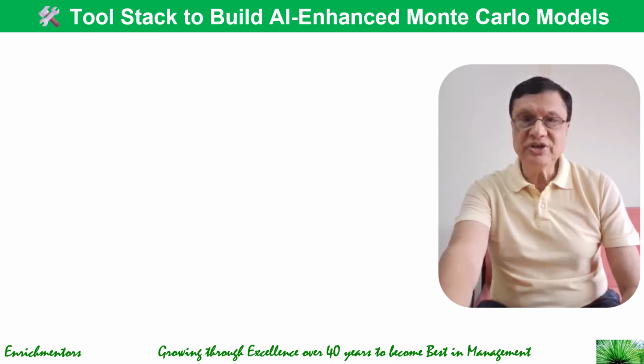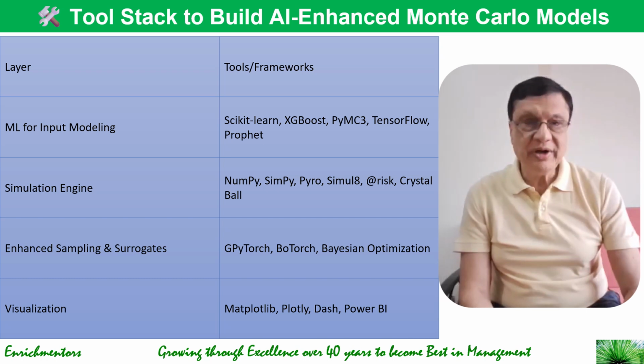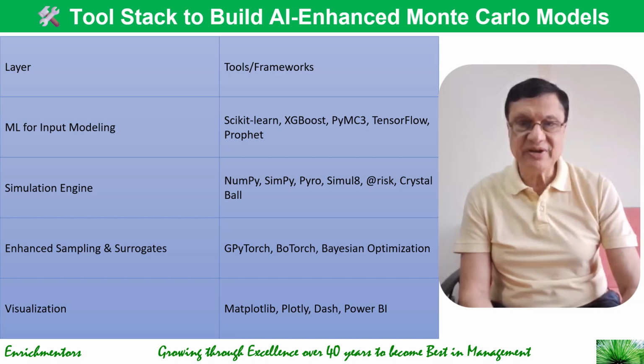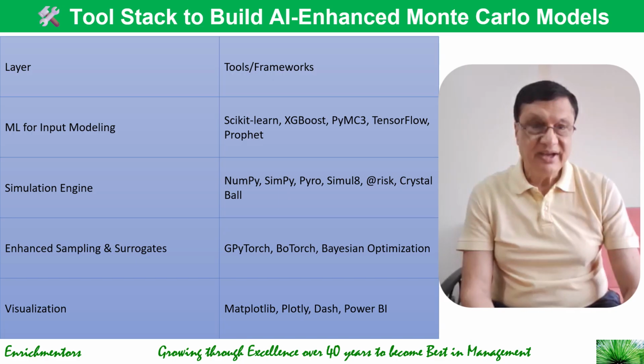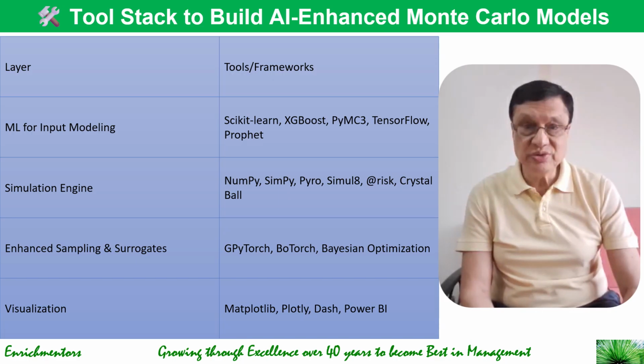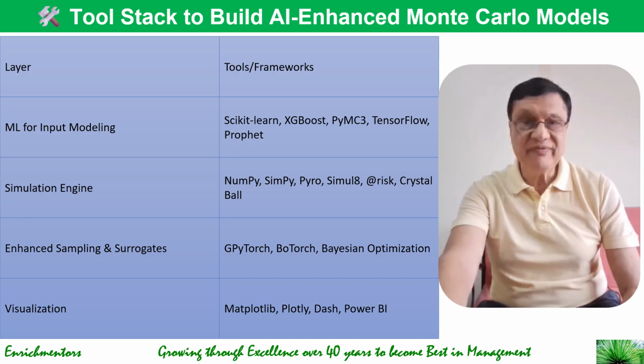What is the tool stack that you can use to build AI enhanced Monte Carlo models? So for the ML layer for input modeling, you can use scikit-learn, XGBoost, PyMC3, TensorFlow, and Prophet. For the simulation engine, you can use NumPy, SymPy, Pyro, Simul8, @Risk, and Crystal Ball. And for enhanced sampling in surrogates, you can use GPyTorch, BoTorch, Bayesian optimization. And for visualizing, you can use Matplotlib, Plotly, Dash, and Power BI. So these are various tools and frameworks by the layer that you need to use.